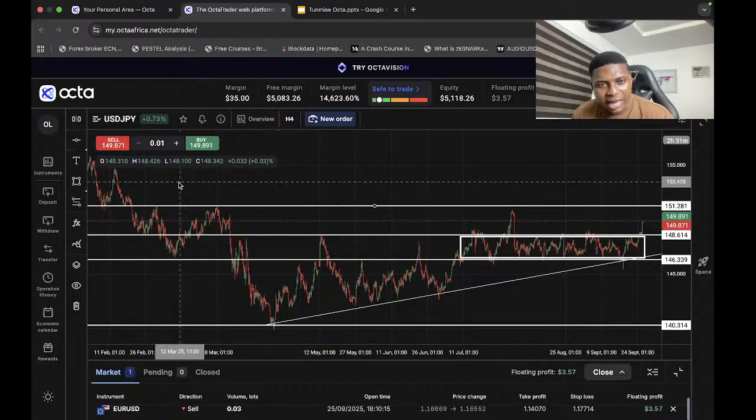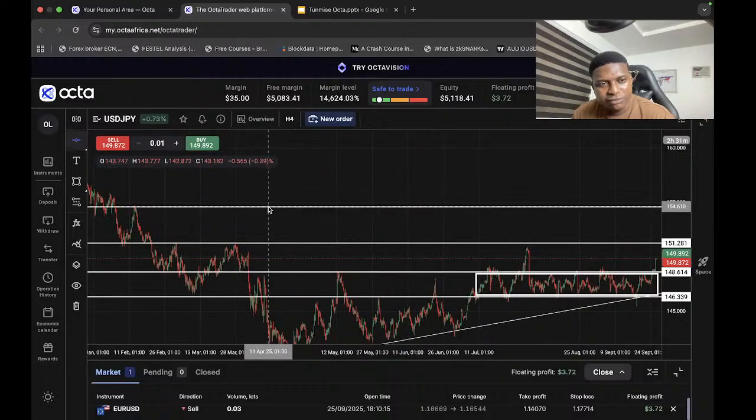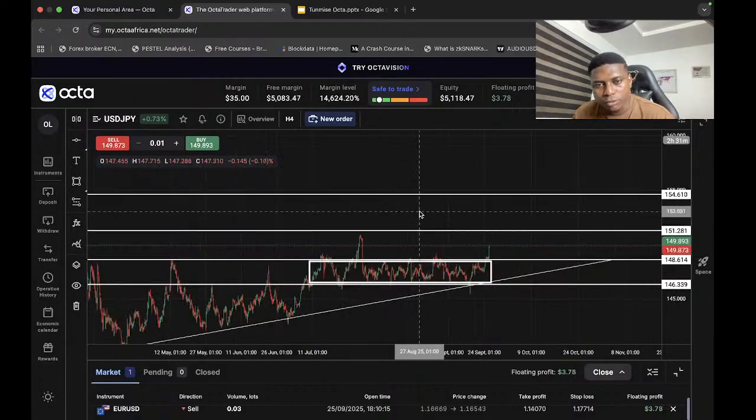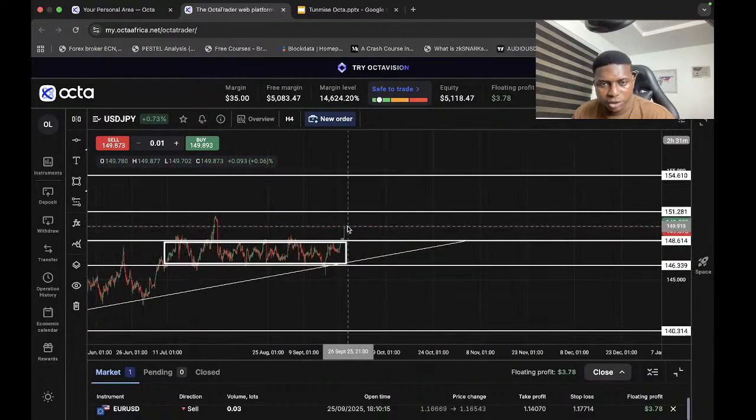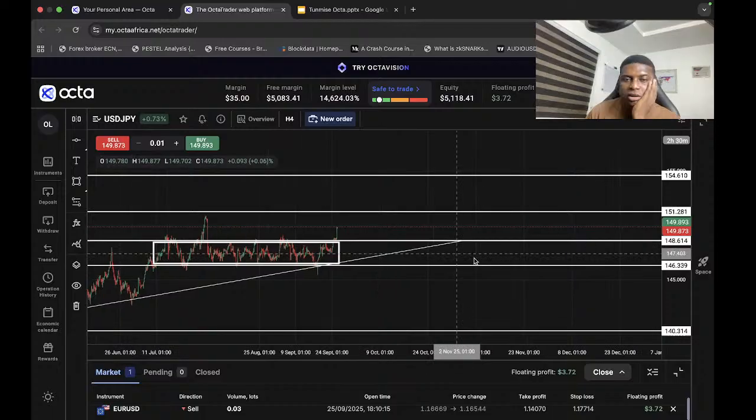I see price going to this level. I also see price coming to this level if the upward momentum continues. So this is the first leg and this is the second leg. So let's look into it closely.